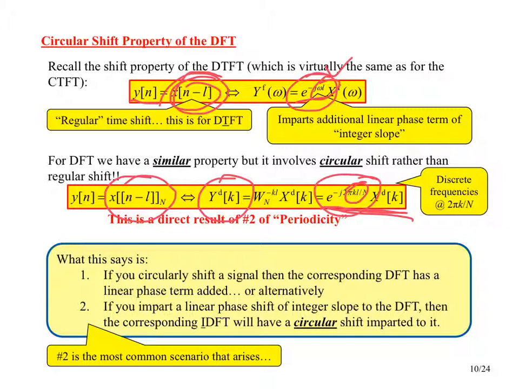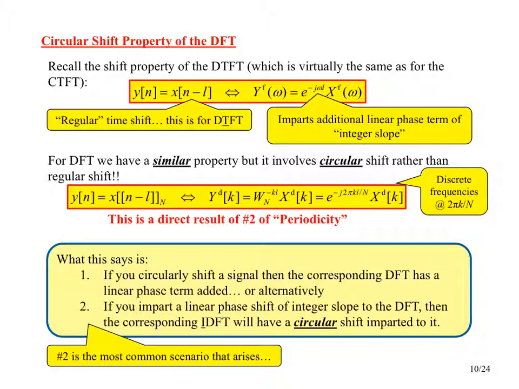So it's remarkably similar, what's going on in the frequency domain. In fact, this is a linear phase shift, literally. So another way to think about this is to say, what if we apply a linear phase shift in the frequency domain to a DTFT? The effect in the time domain is a regular time shift. But if we apply a linear phase shift to a DFT, the result is a circular time shift.